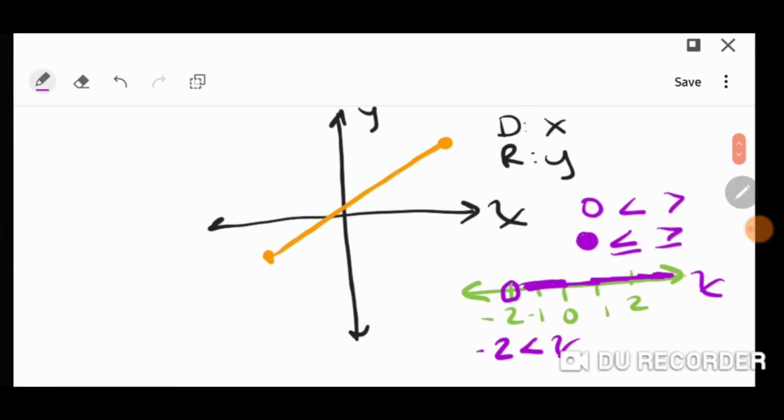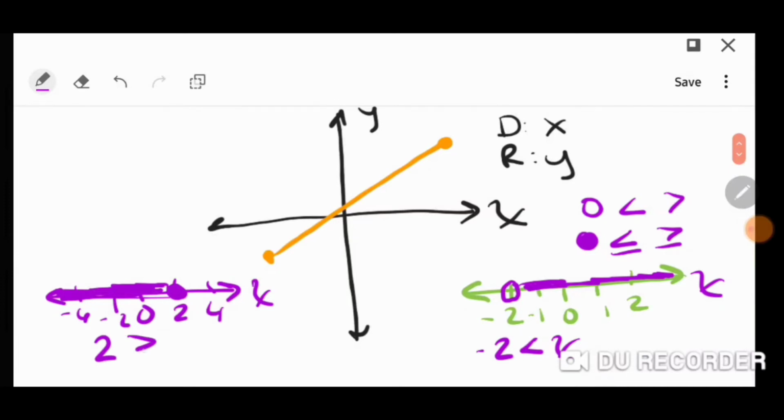So let's do another example with that. So let's say I had a number line. Let's go by 2's here. And I had a closed circle on 2, and I shaded to the left. So I know my X value has to be less than 2. So I know 2 is the largest number. So my sign must face the 2.